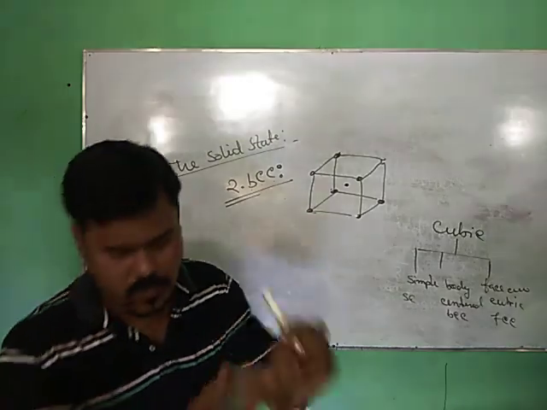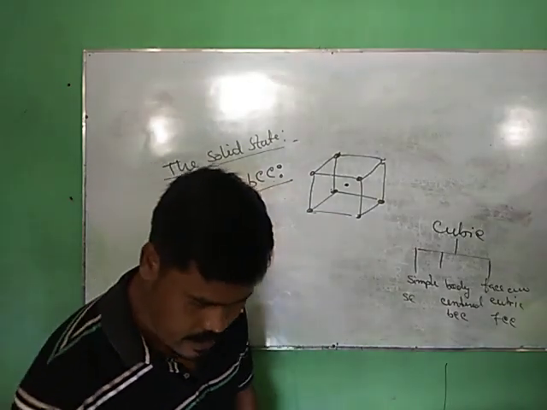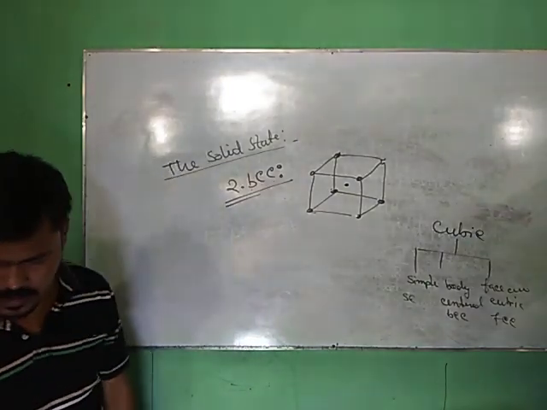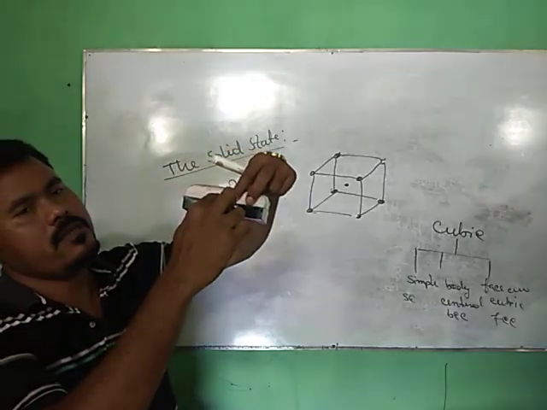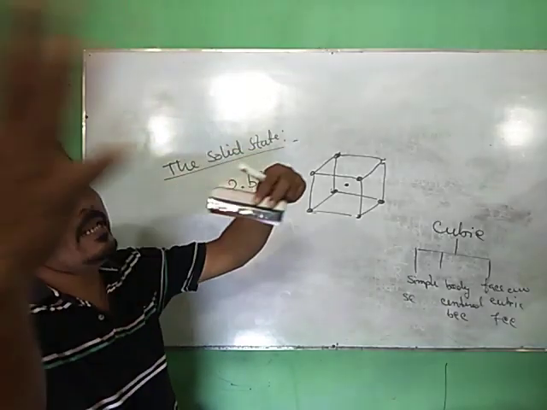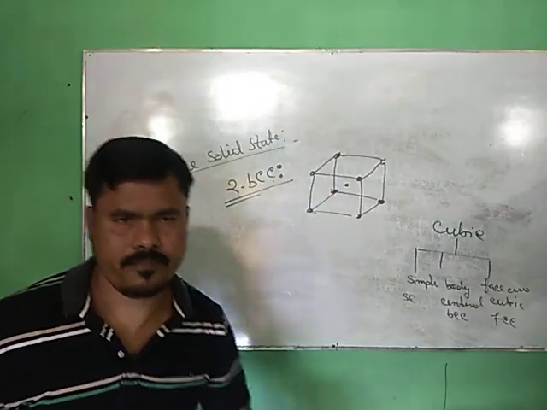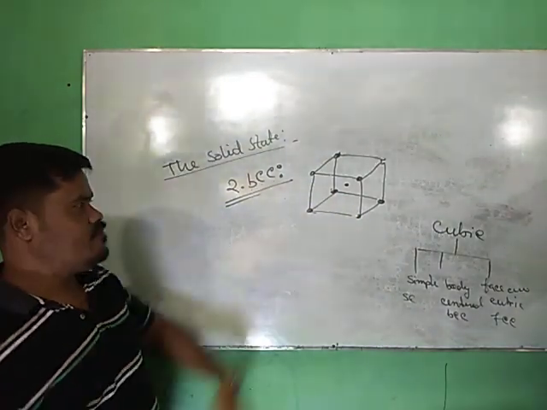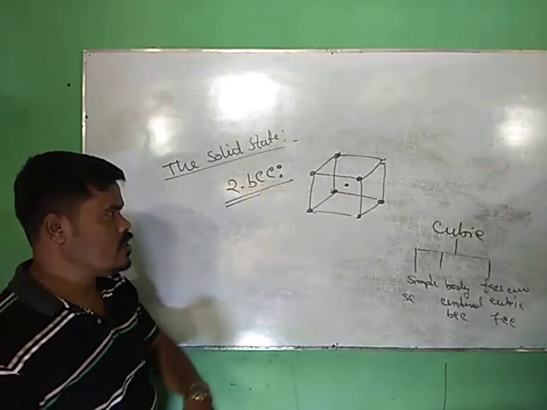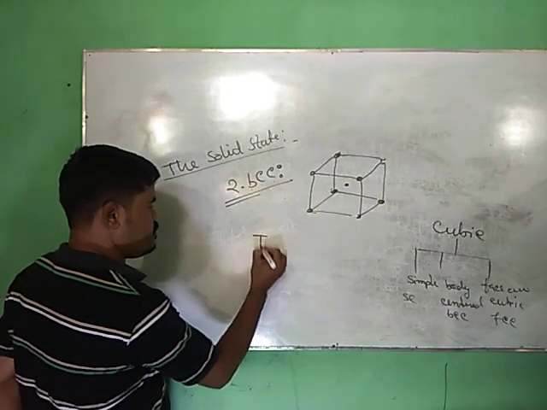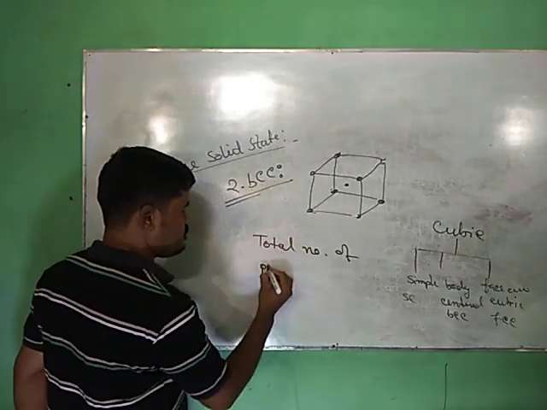The body center of a particle is in the direct center. Well, what is the total number of particles?